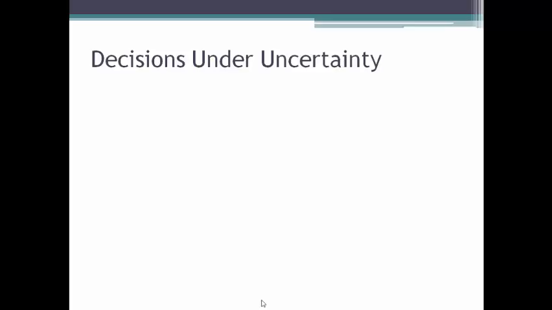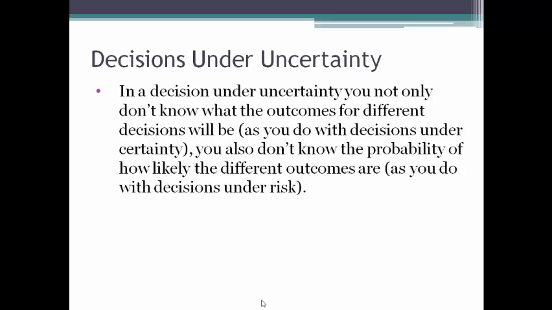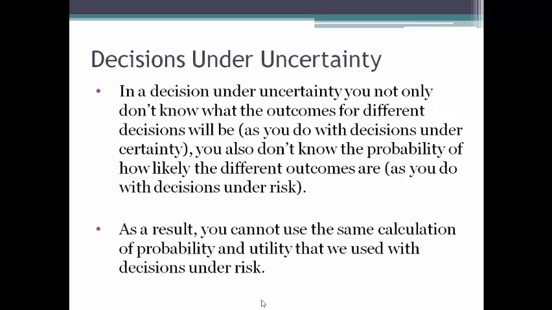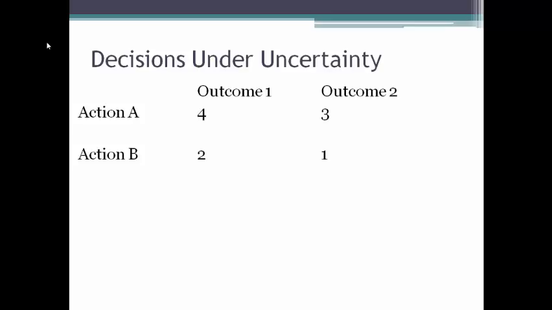Alright, so let's turn to decisions under uncertainty. In a decision under uncertainty, you not only don't know what the outcome for different decisions will be, as you do with decisions under certainty, you also don't know the probability of how likely the different outcomes are, as you do with decisions under risk. As a result, you cannot use the same calculation of probability and utility that we use with decisions under risk. What you can do is rank order your preferences based on activities and outcomes.